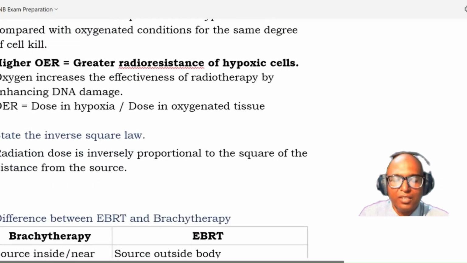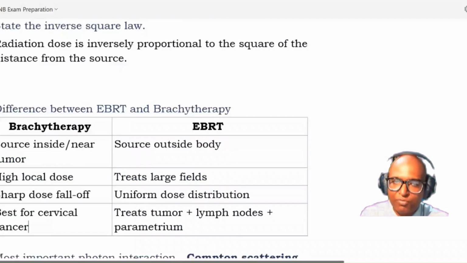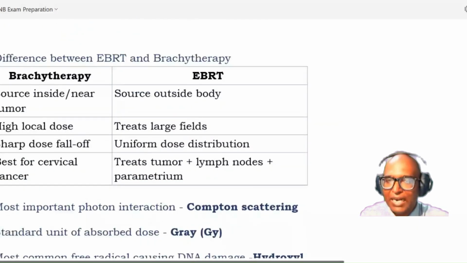Then you may be asked about the inverse square law. Radiation dose is inversely proportional to the square of the distance from the source. This is the inverse square law. This also we have seen. So difference between EBRT and brachytherapy. Brachytherapy, where the source is inside or near the tumor, gives high local dose. There is a sharp dose fall off and it is best for cervical cancer. While EBRT, where the source is outside the body, treats a large field, uniform dose distribution is there, and it treats the tumor plus lymph nodes plus parametria.